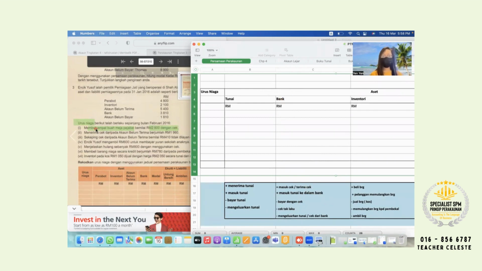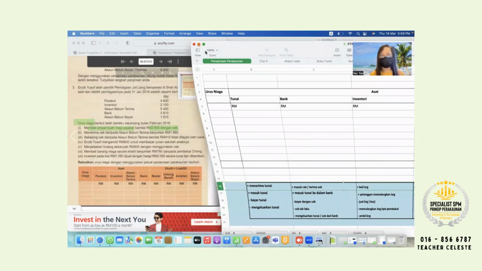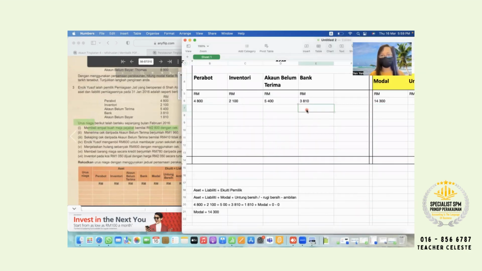So you beli something, then you bayar check or terima check. Bayar. So you see here keyword bayar dengan check. So tolak, okay? Tolak how much? 2,800. Then you tolak 2,800 here. Then here you tolak 2,800.